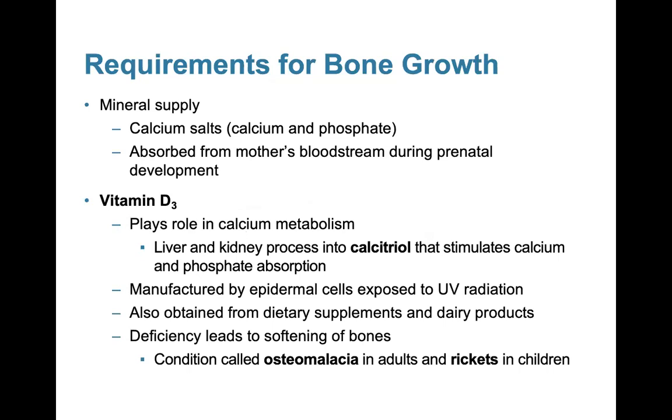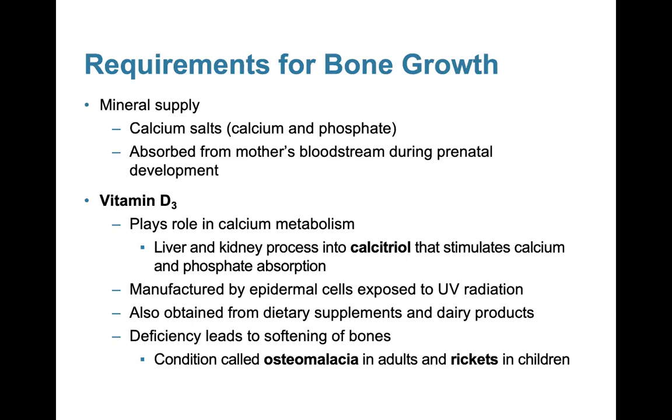The requirements for bone growth: mineral supply, you'll have calcium salts, which are calcium and phosphate. This is absorbed from the mother's bloodstream during prenatal development. And then vitamin D3 plays a role in calcium metabolism. Liver and kidney process it into calcitriol, which will stimulate calcium and phosphate absorption. It's manufactured by the epidermal cells exposed to UV radiation. It's also obtained from dietary supplements and dairy products.